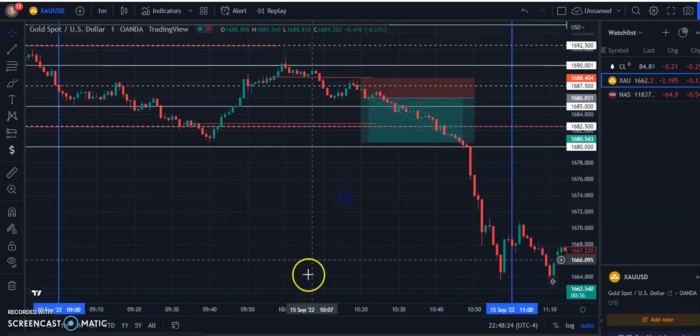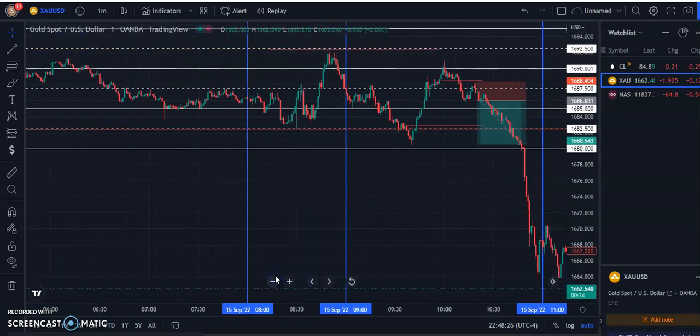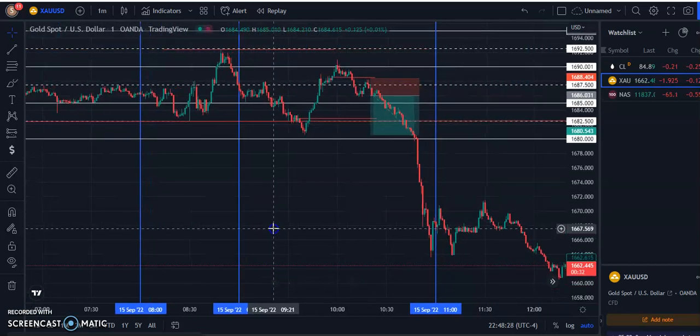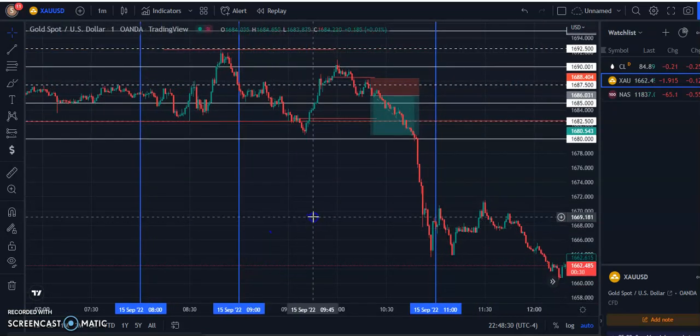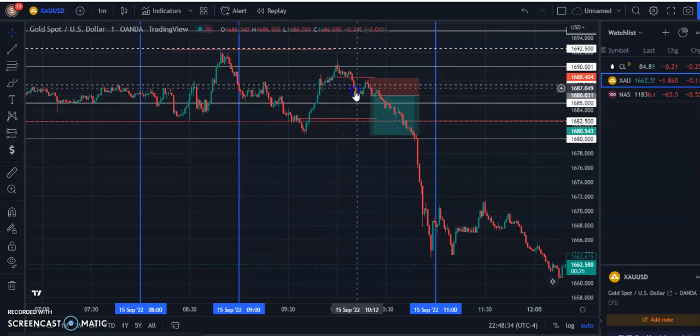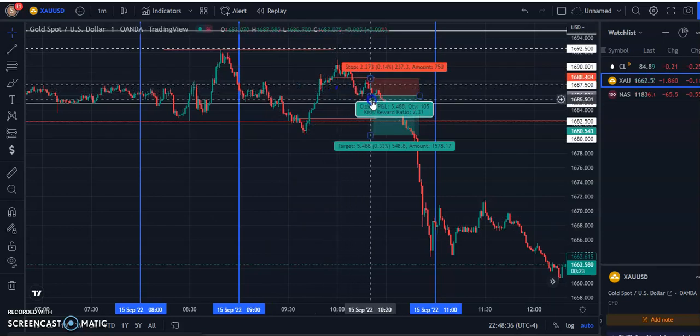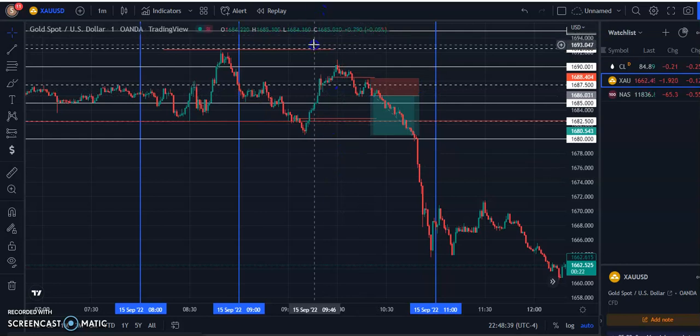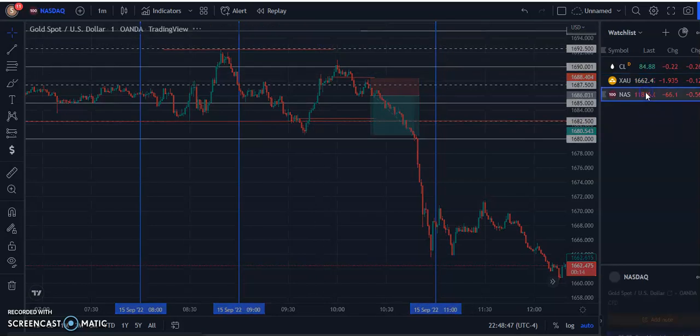Now it's a nice setup, but for me, this is not my best tradable setup. Although it is a textbook setup, it is not my best tradable setup. Why? Because, well, if you look at the other instrument, let me show you now the difference. Let's go to Nasdaq.